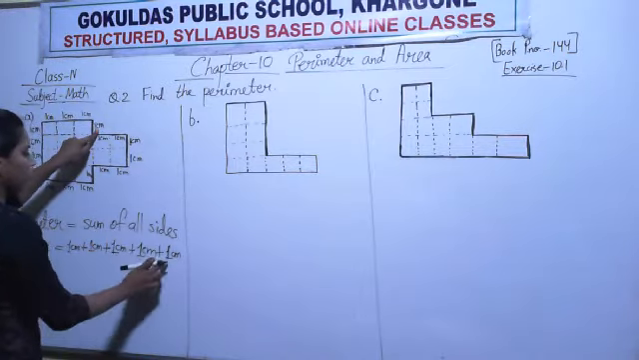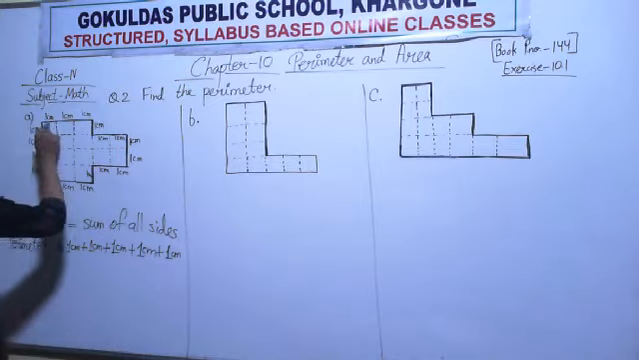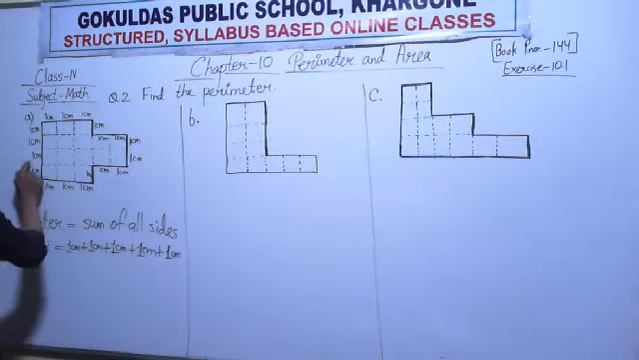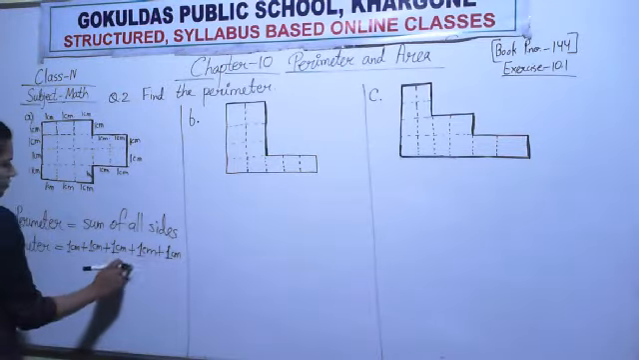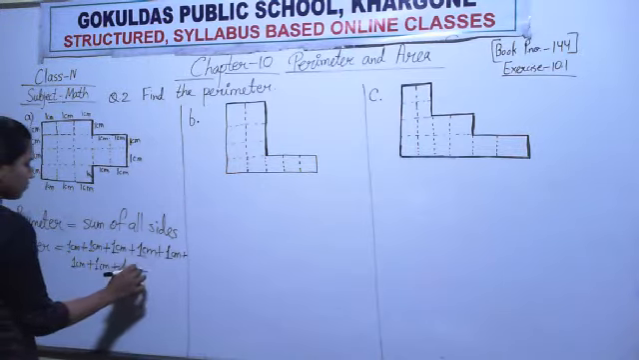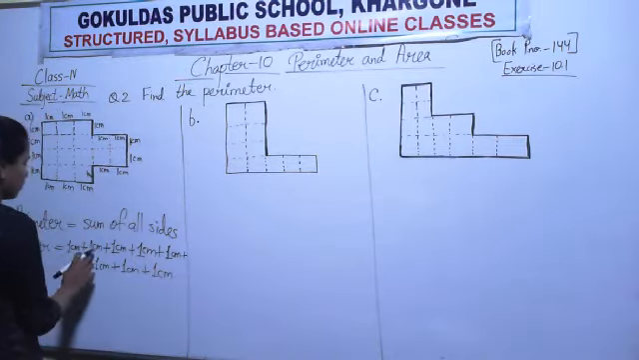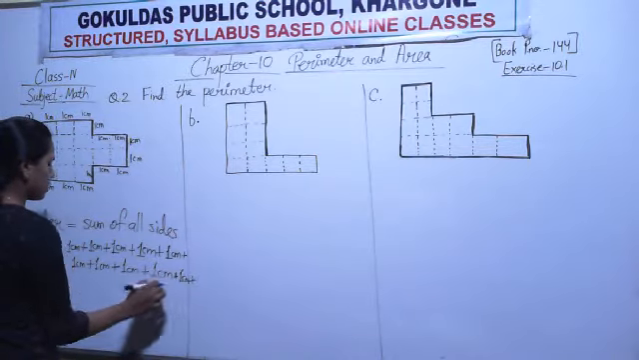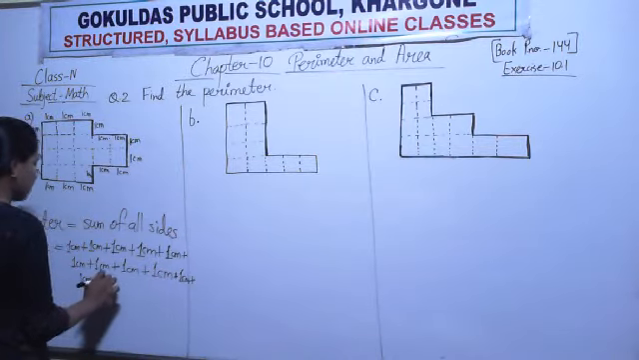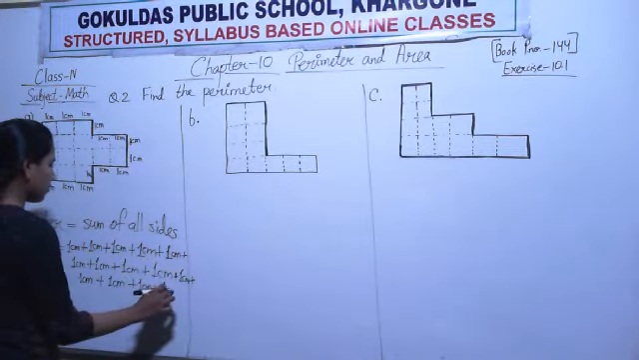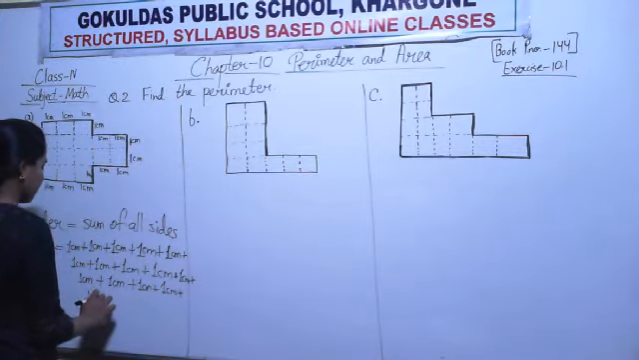Let me count how many 1s there are. 1, 2, 3, 4, 5, 6, 7, 8, 9, 10, 11, 12, 13, 14, 15, 16, 17, 18. So plus 1 centimeter plus 1 centimeter, and so on, up to 10, plus 1 centimeter plus 1 centimeter.